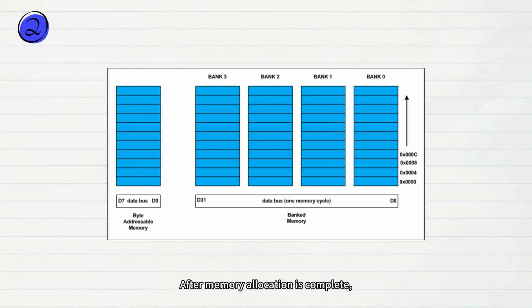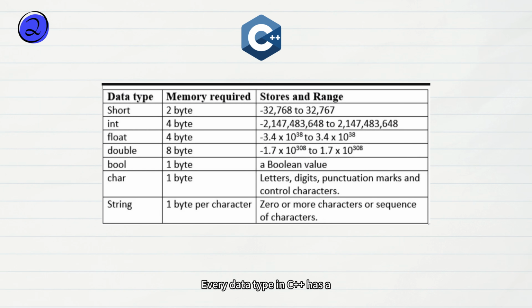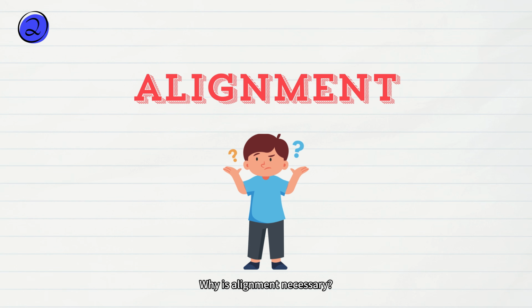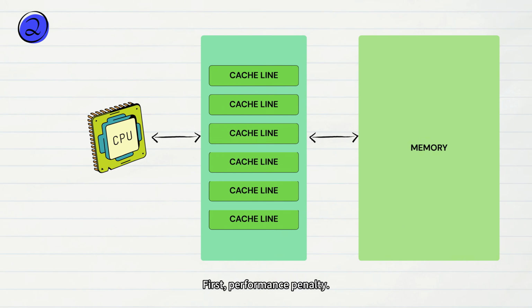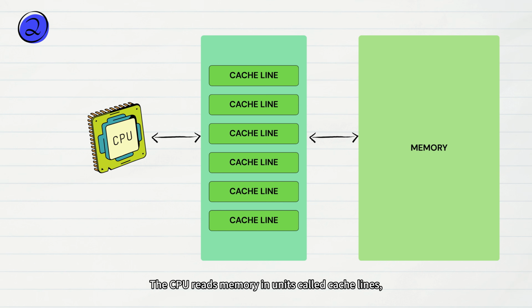After memory allocation is complete, new performs an alignment check and adjustment, an easily overlooked but critical step. Every data type in C++ has a specific alignment requirement. For example, int by default requires 4-byte alignment, double requires 8-byte alignment, and user-defined types can specify stricter alignment using the alignas keyword. Why is alignment necessary? Misaligned memory access causes 2 major problems. First, performance penalty. The CPU reads memory in units called cache lines, typically 64 bytes. Misaligned data requires 2 separate reads and a reassembly, drastically reducing efficiency.